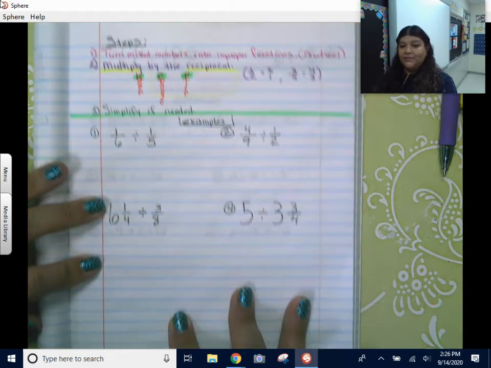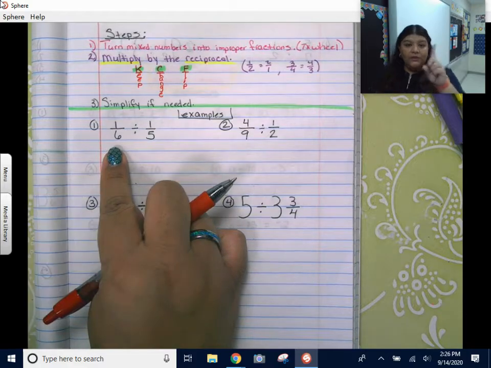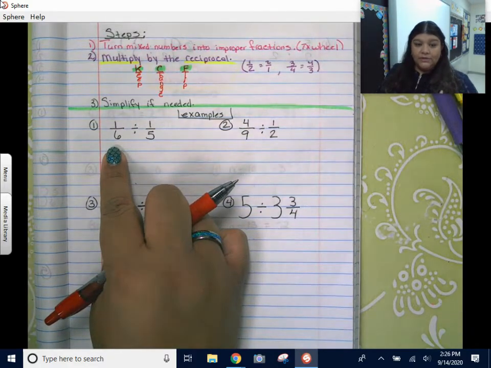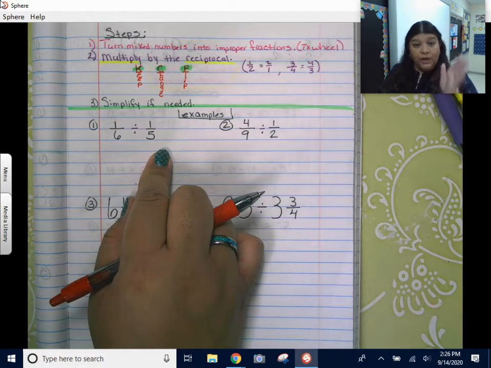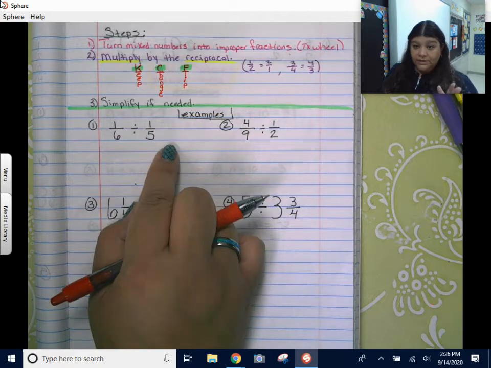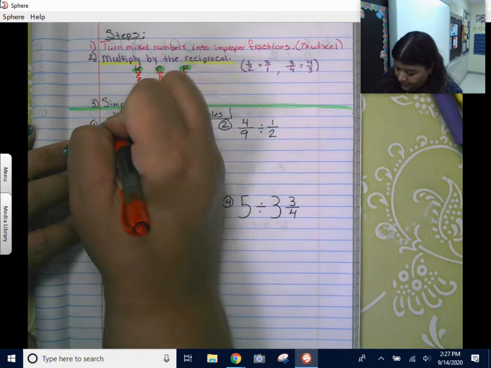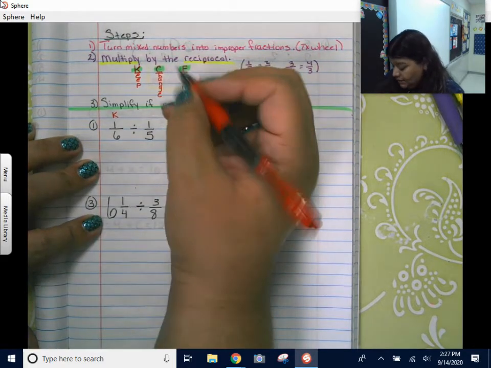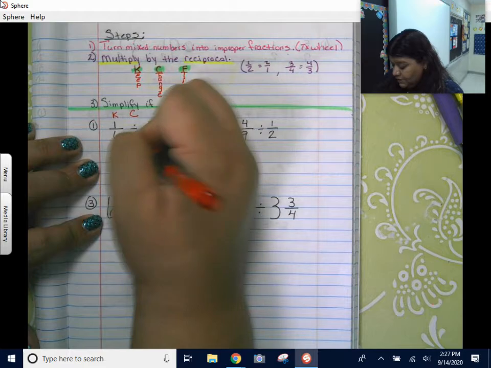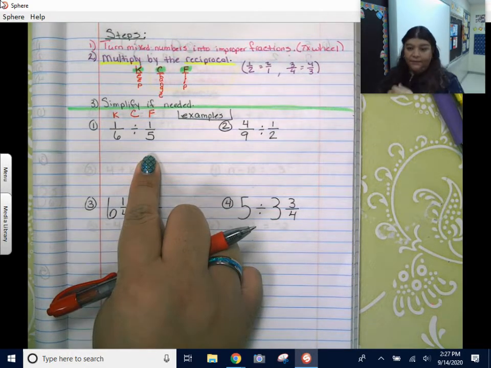Good, so let's get into our examples here. So the first example, step 1, look for mixed numbers. Here I have 1/6 and 1/5. I don't see any whole numbers, so I'm good to go, okay? So I'm going to go ahead and do step 2, which is multiply by the reciprocal. Now, if you want to use KCF, the K goes above the first fraction, the C goes above the division, and the F goes above the second fraction, okay?